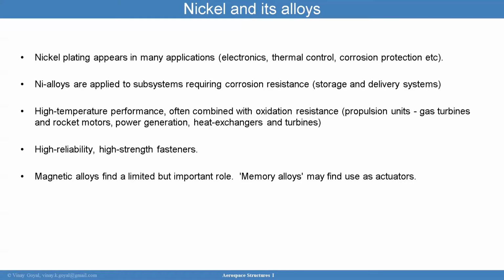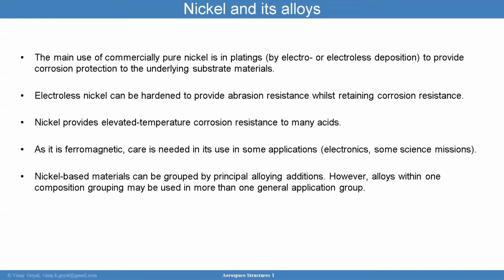I also want to talk about nickel plating that's also used in a lot of applications like electronics, thermal control, and corrosion protection. Nickel alloys are applied to systems requiring corrosion resistance. And I want to cover the fact that they're used for high temperature applications. And the main use of commercially pure nickel is in platings. You're going to see that a lot, and it provides corrosion protection.